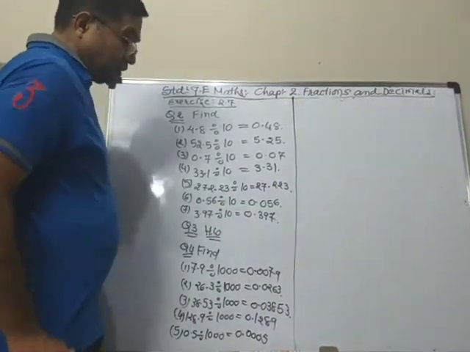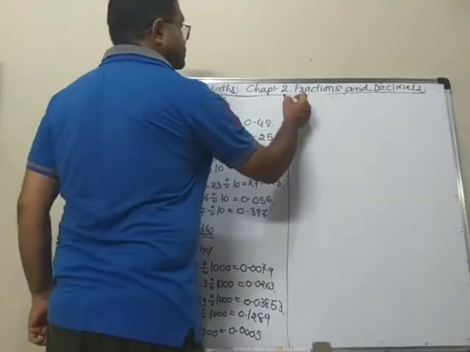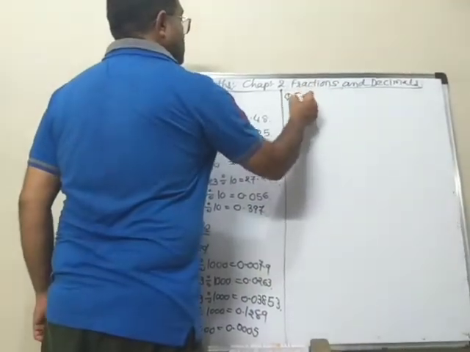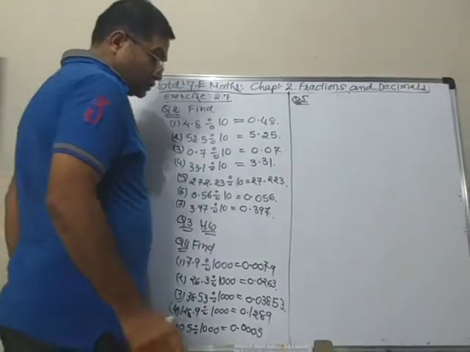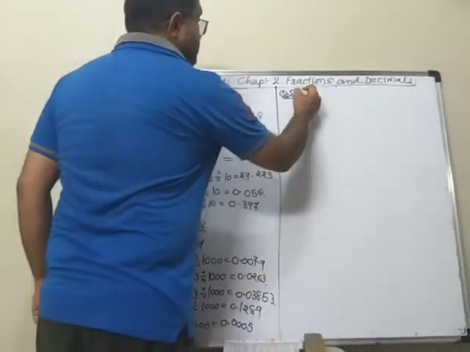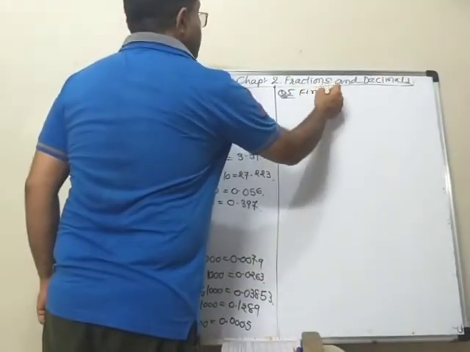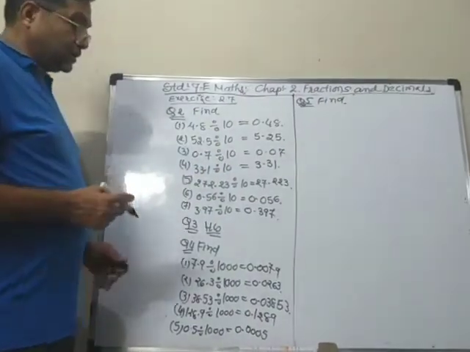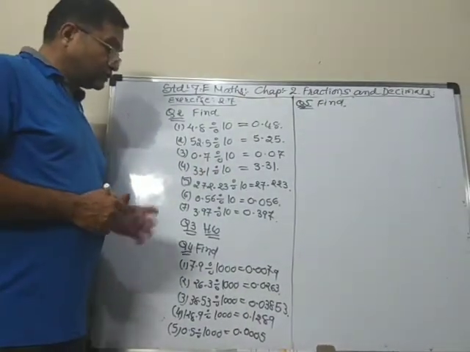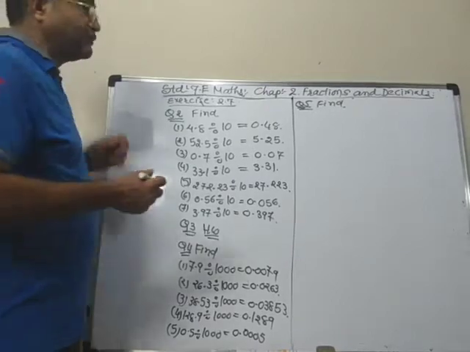Now question number 5, in which we have to do the division, but not like by 10, it is the real division. So you have to be very careful now.